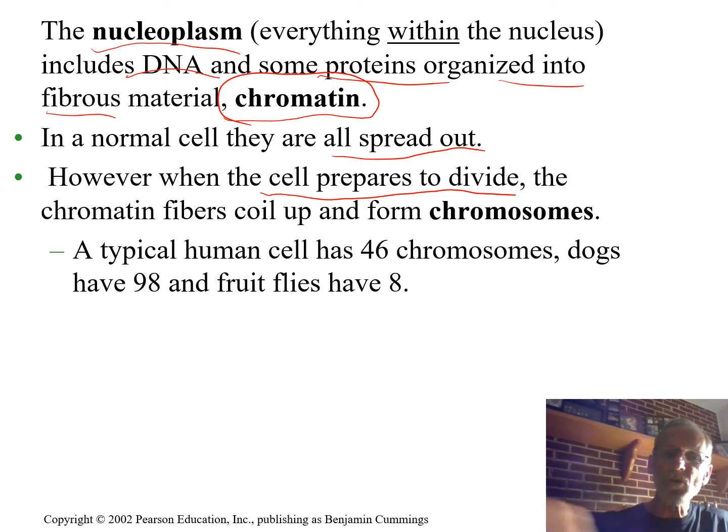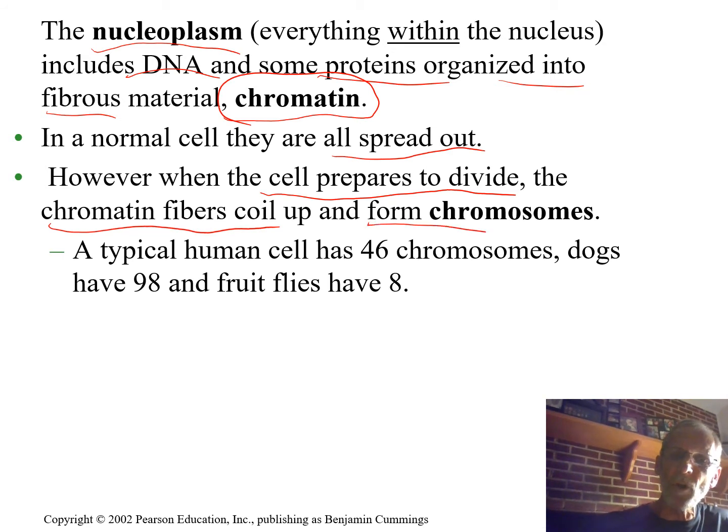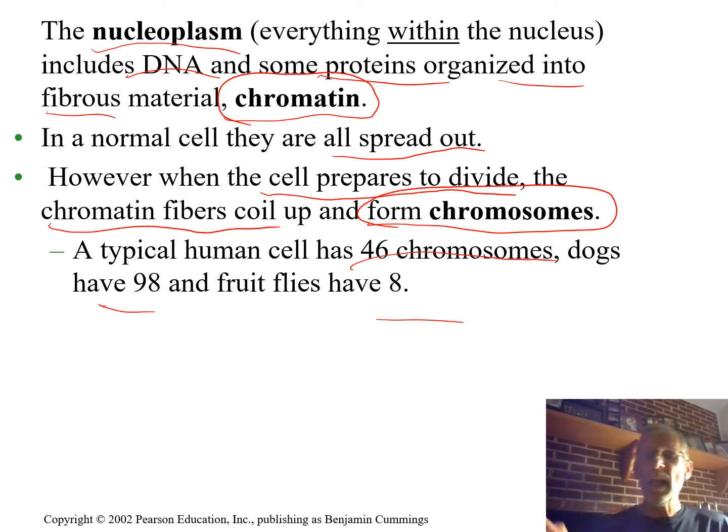And all those real thin, stringy chromatin fibers coil up into those little bodies that we call chromosomes, which you and I have 46 of in each one of our cells. Dogs have 98, fruit flies 8. Every kind of species has a distinct number, right? But not a unique number. If you're a plum, you also have 46 chromosomes in each cell.